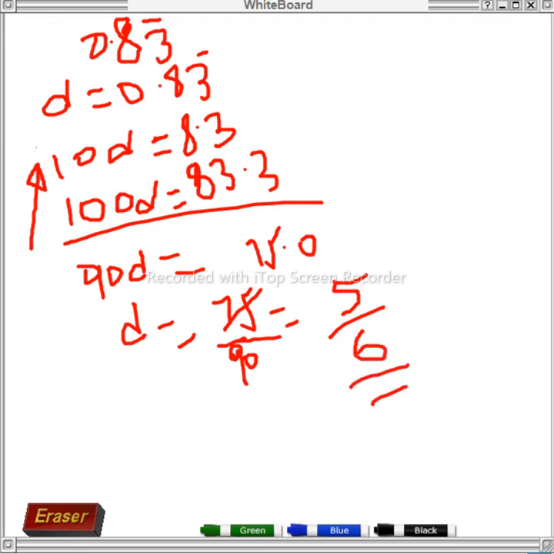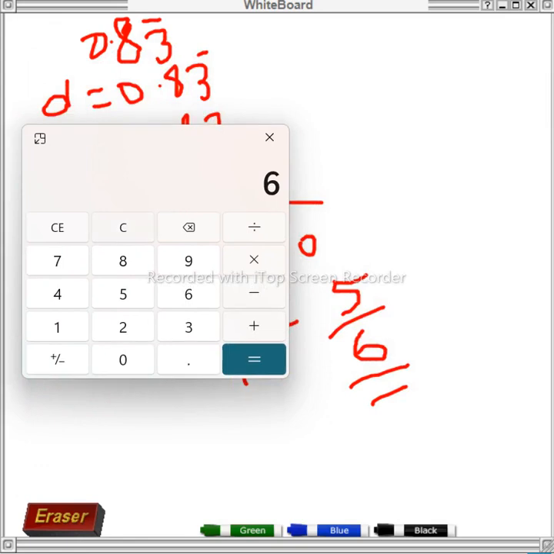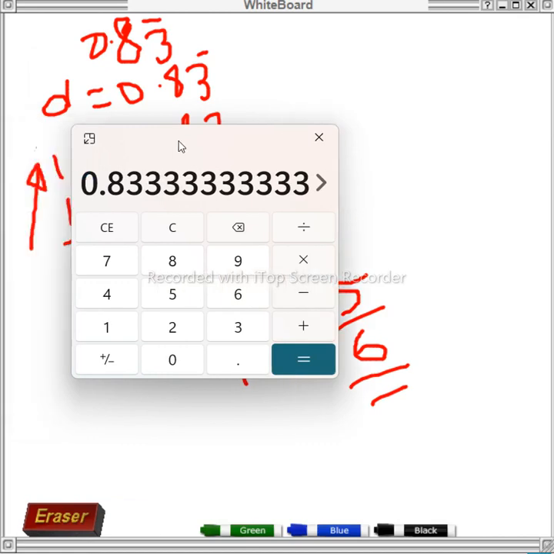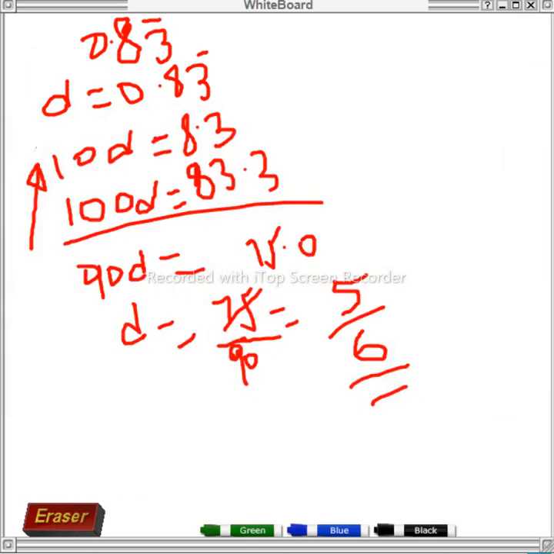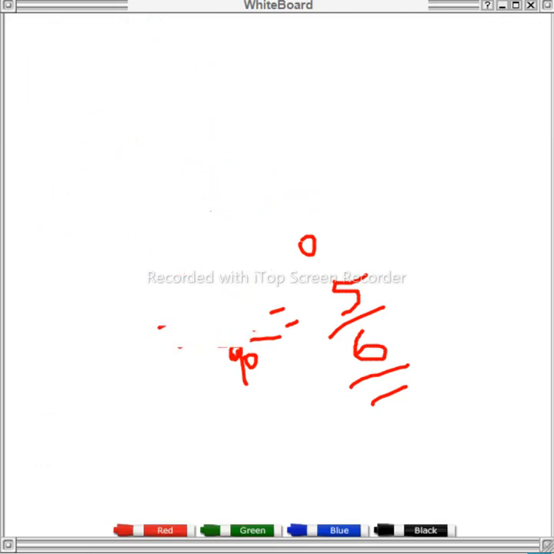To check whether this is correct, we use the calculator. When we divide 5 by 6, we see 0.8333 repeated. So our answer is correct. So this is all about this question. You can do all these questions by using this formula.